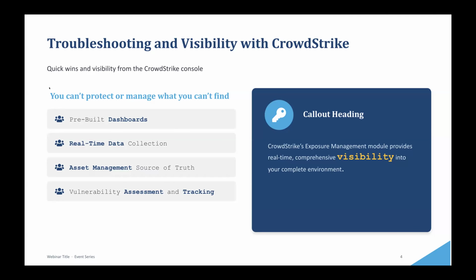Again, big thing here, right? You can't protect or manage something you can't find. So CrowdStrike has a lot of built-in dashboards that let us see all sorts of things from detections to account information, asset management, vulnerabilities. The sensor collects data in real time, right? So it loads right alongside your kernel there, and it is logging everything that those devices do. DNS requests, network connections, opening processes, opening, writing files, reading files.